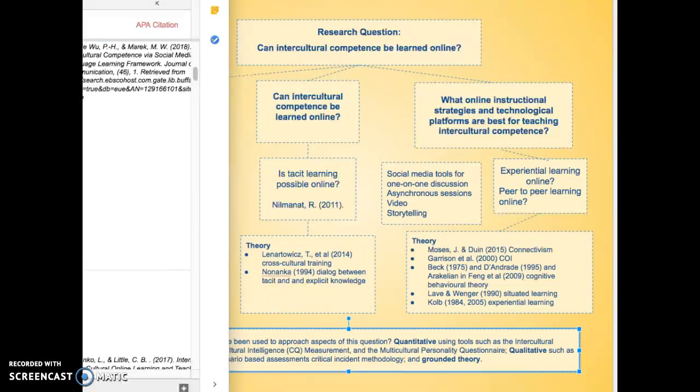So my takeaway is actually that for my own research, I think I would like to use both quantitative and qualitative inputs.